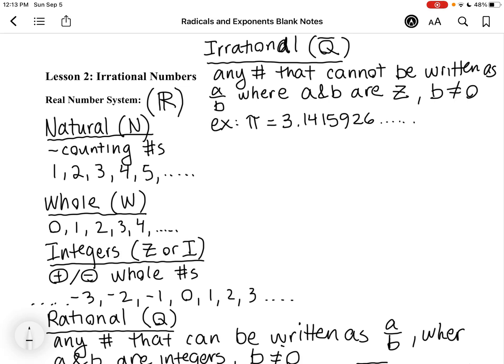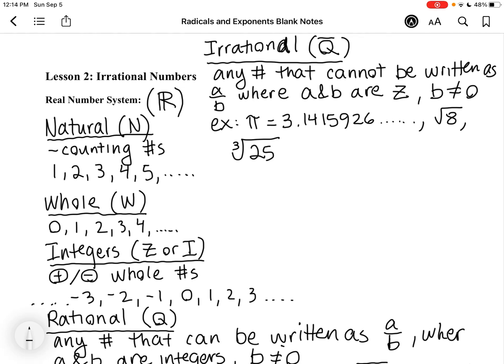Okay, other examples. Well, a ton of radicals are irrational. So any square root of a non-perfect square, like for example, the square root of 8. 8 is not a perfect square. Therefore, the square root of 8 is not rational. Okay, cube root of a non-perfect cube. So the cube root of 25, for example, not going to be rational.